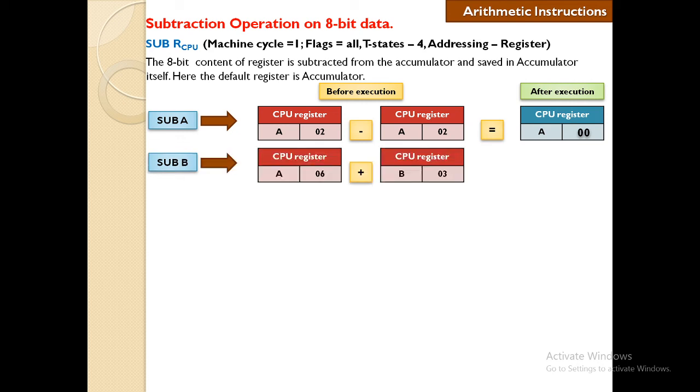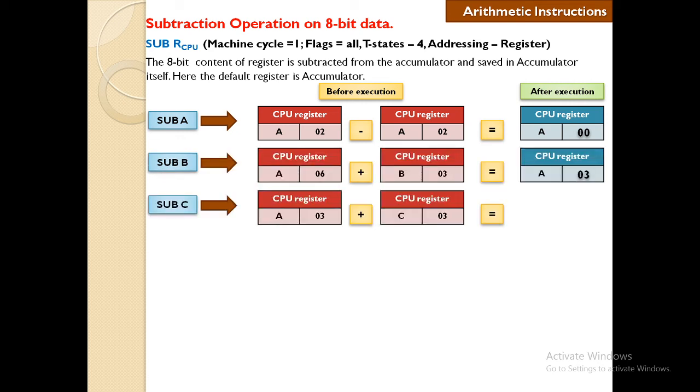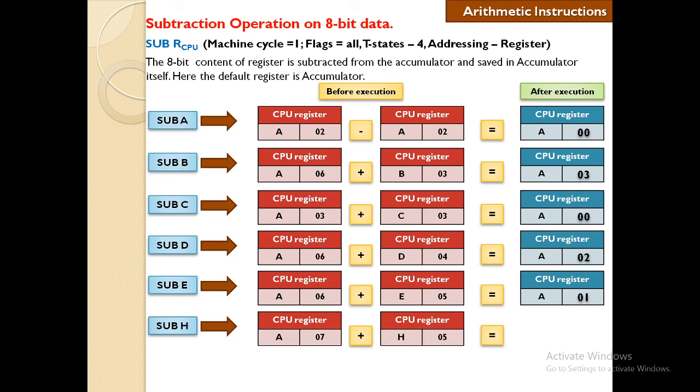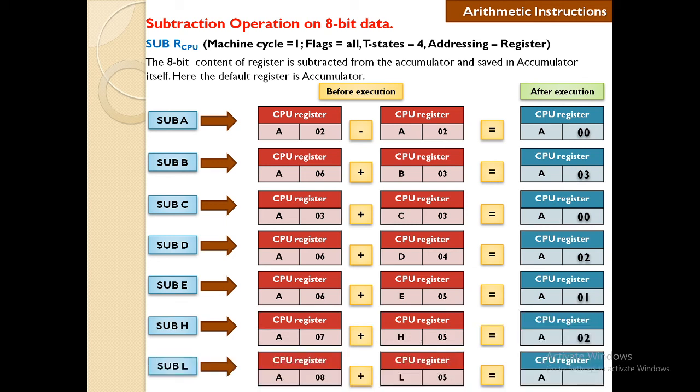So there are other instructions like SUB B, then we have SUB C, SUB D, SUB E, and again we have SUB H, and SUB L. In every case, the content of the accumulator is getting reduced by the content of the other register. That means here if it is 06, this one 03 in register B, 03 gets subtracted from A, not the other way around. So it is always the accumulator on the higher side and the other one on the lower side. Any content provided in the other register gets subtracted from the content of the accumulator.